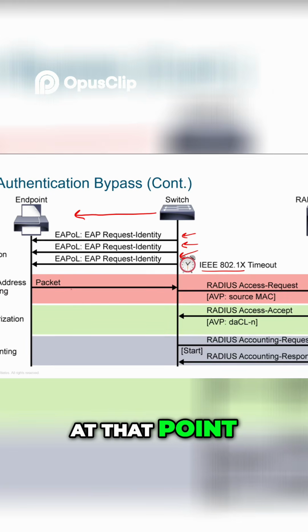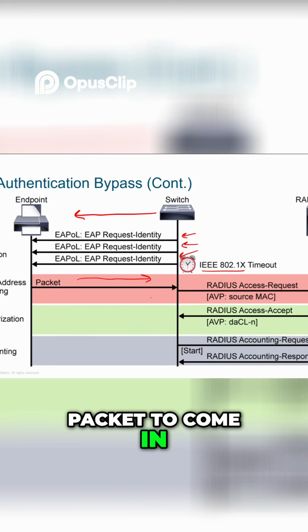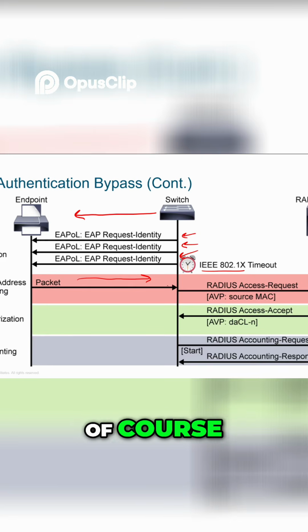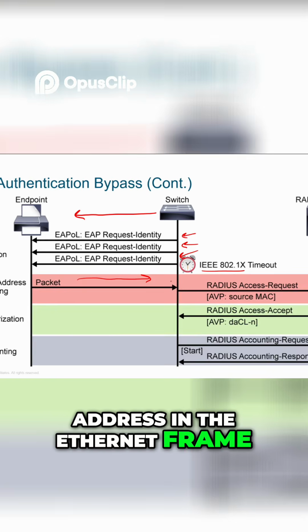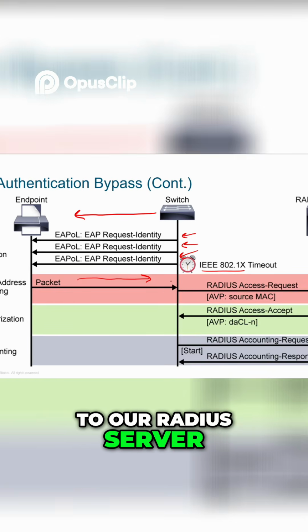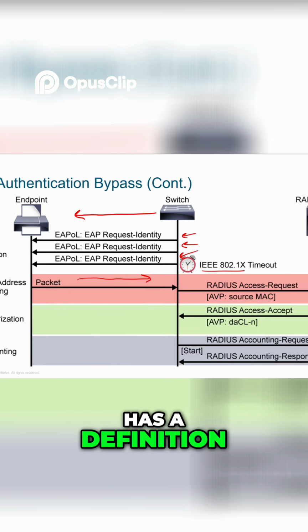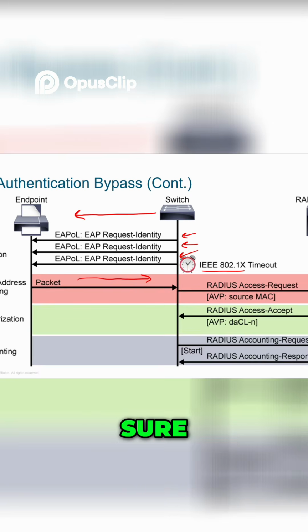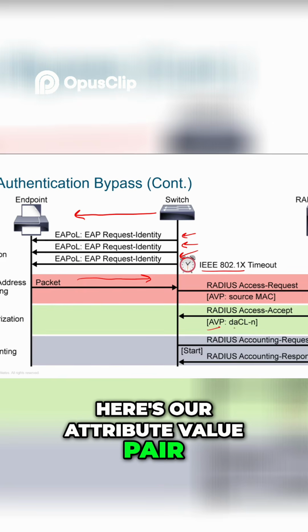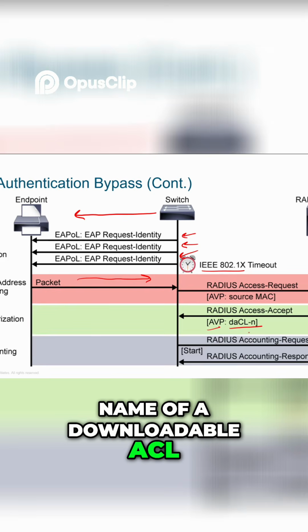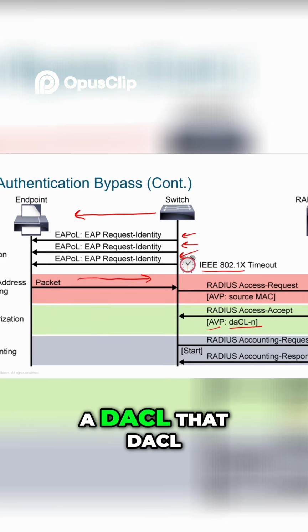At that point, we listen for a packet to come in, we look at the MAC address, of course, this is the source address in the Ethernet frame, and we punt that to our RADIUS server. If the RADIUS server has a definition, it goes, oh, I know that MAC address, sure. Here's our attribute value pair, which gives us the name of a downloadable ACL. Sometimes people call it a DACL.